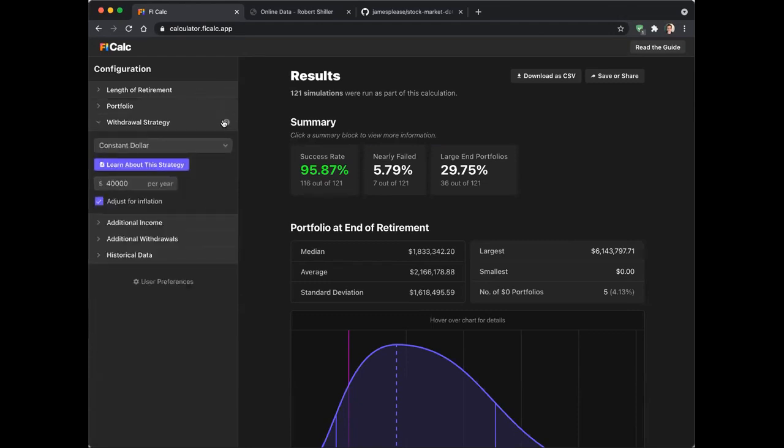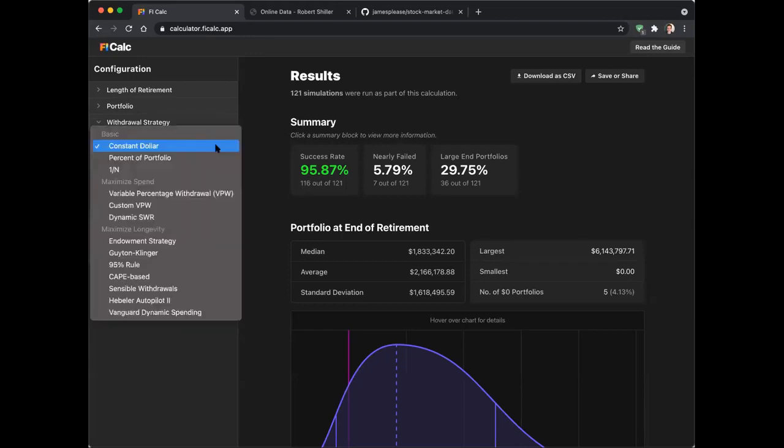Cool. So for withdrawal strategy, another thing that I thought could differentiate FI Calc from other calculators was just adding more withdrawal strategies. So I think there are potentially more withdrawal strategies in FI Calc than some of the competitors. They might not all interest you, but they might be worth checking out. Maybe you'll learn about the things that you value in your withdrawal strategy by seeing what these different strategies prioritize. And they might not all be familiar to you.